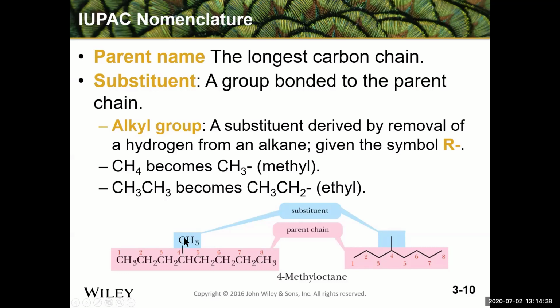So the name of this compound is 4-methyloctane. And we're going to get to this. The 4 is because if we number the longest chain and count over from the end, the alkyl group is bonded to the 4th carbon atom. So that's why it's 4-methyloctane. Okay, so methyl is the name of the alkyl group, attached at carbon atom 4 of the parent compound with the longest chain, octane.